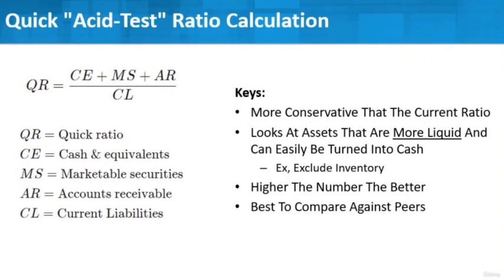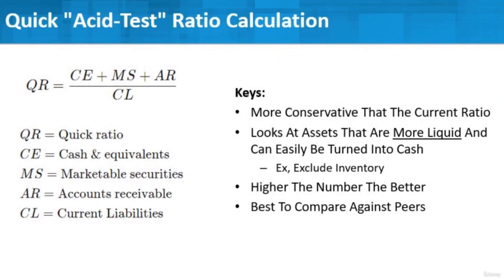Now, some folks want to look at what's called a quick ratio. Sometimes it's known as the acid test ratio. The idea of the quick ratio is that you're looking at even more liquid, more current types of things. You can see the formula here where you've got the quick ratio, and you're looking at cash or cash equivalents, things that can be readily turned into cash very quickly.